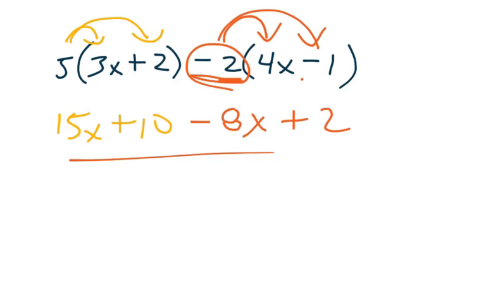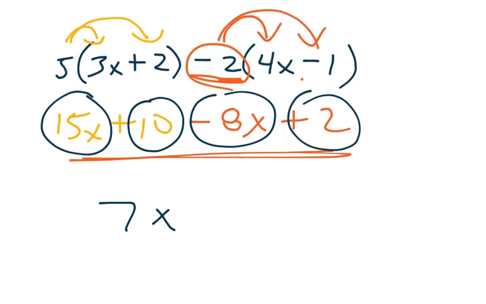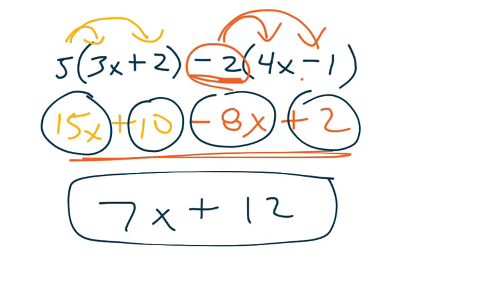If we look at our problem right here, we have some like terms. I know 15 minus 8 is 7x. I know 10 plus 2 is 12. And we got our final simplified result.